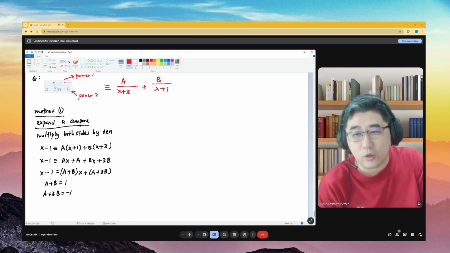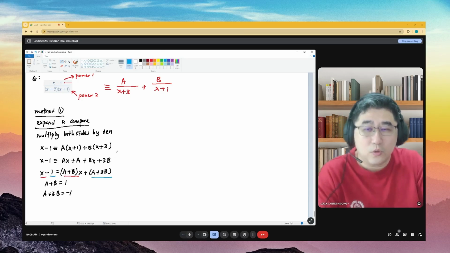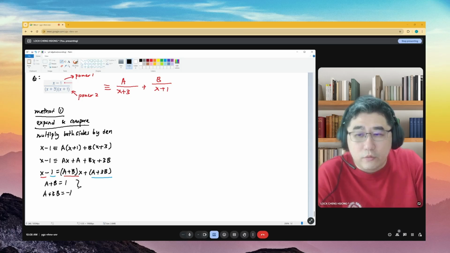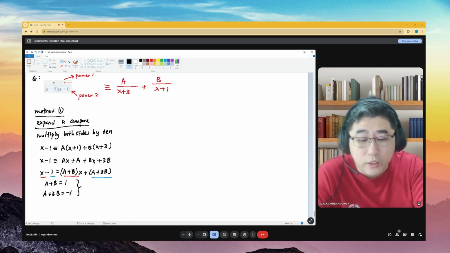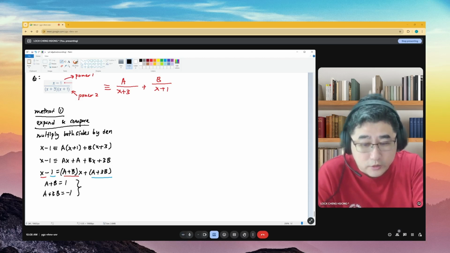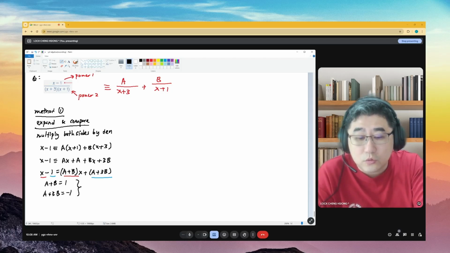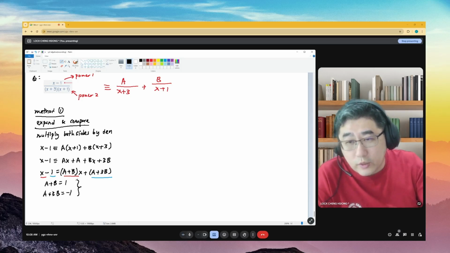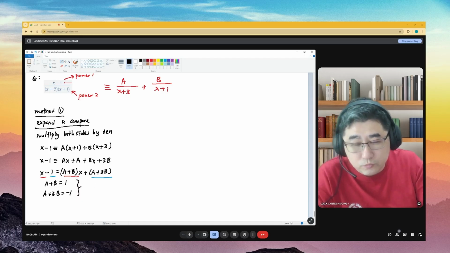So you can see I compare this with this, and I compare this with this. After that, we're trying to solve for a and b. This will be the easy part because you can actually press your calculator. So 1, 1, 1, 1, 3, minus 1. You will get your value a equals to 2, and b equals to minus 1.